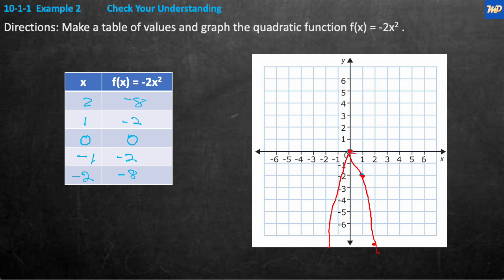So the vertex is at 0, 0. It's opening down. The maximum is at 0, 0. It is a downward facing parabola. Okay. And take note that all these y values are negative. They're all going down.